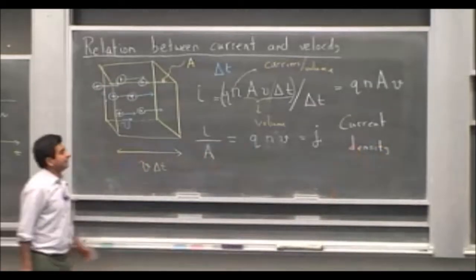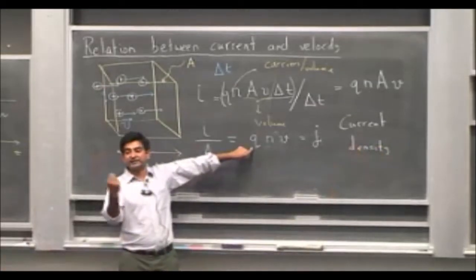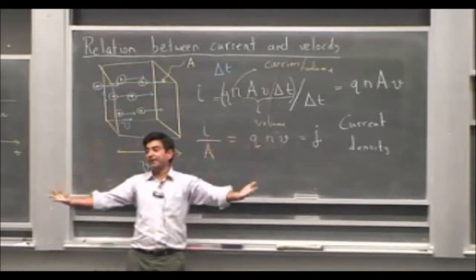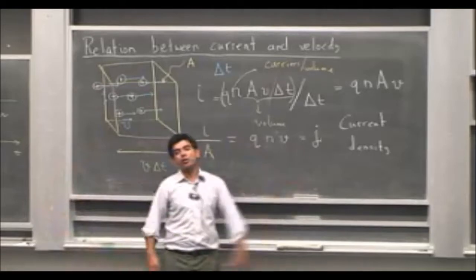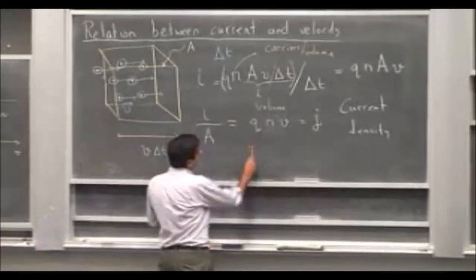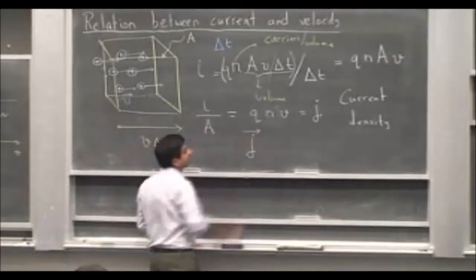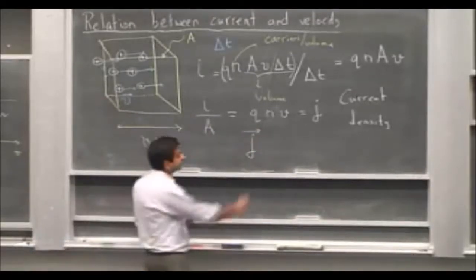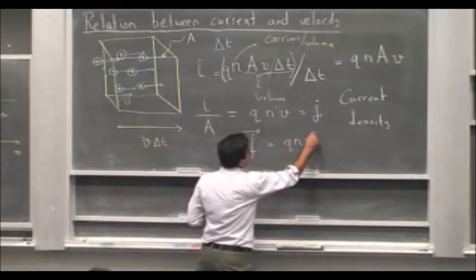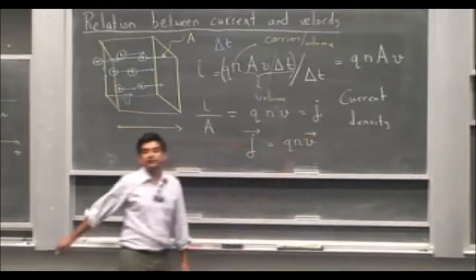Now, is Q a vector? No, it's a scalar. It's just a number. N is just a scalar. V is a velocity vector. So this J is also a vector, and I can put a vector sign on top of J. The current density becomes a vector, and it's equal to Q times the carrier density times the velocity V.